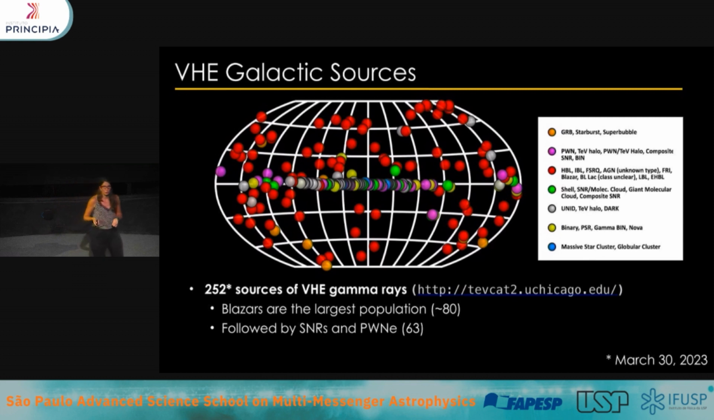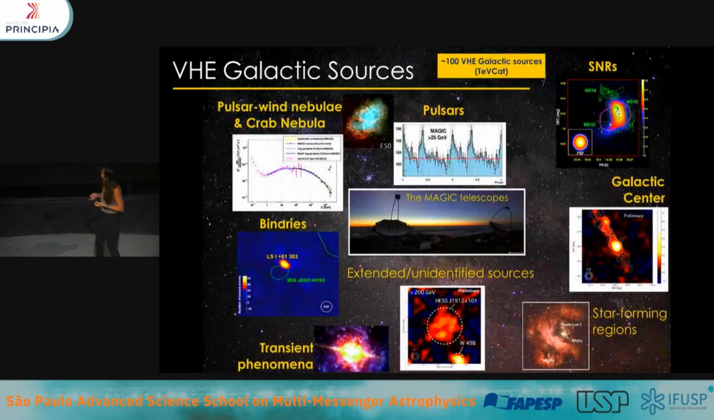And yesterday, I also told you that the LHAASO collaboration discovered more sources, so this number is already outdated. But basically, what you can see here is that blazars in red are the largest population at TeV energies, followed by supernova remnants and pulsar wind nebulae. But we will see that we have many kinds of binaries emitting at very high energies. We have pulsars, we have other kinds of sources. So let's go through it.